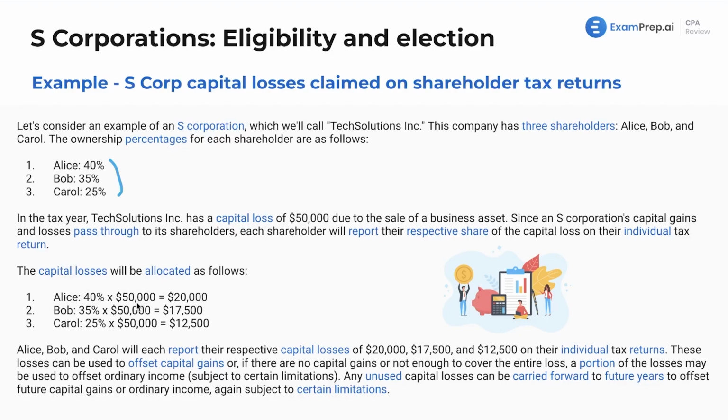Right? We are going to see that we have the total of $50,000, and we're applying all of those ownership percentages. Alice, Bob, and Carol are each going to report their respective capital losses of these amounts on their individual tax returns. These losses can be used to offset capital gains, or if there are no capital gains or not enough to cover the entire loss, a portion of the losses may be used to offset ordinary income, subject to any certain limitations. Any unused capital losses can be carried forward to future years to offset future capital gains or ordinary income, again, subject to certain limitations.